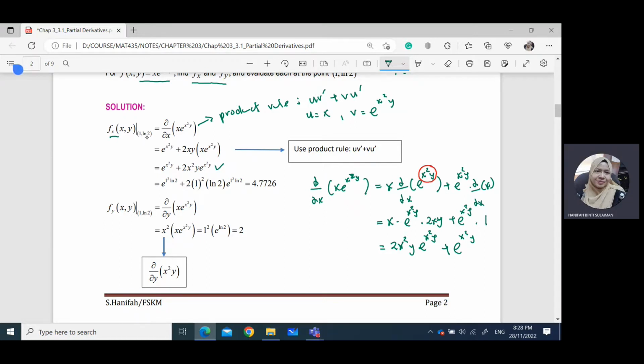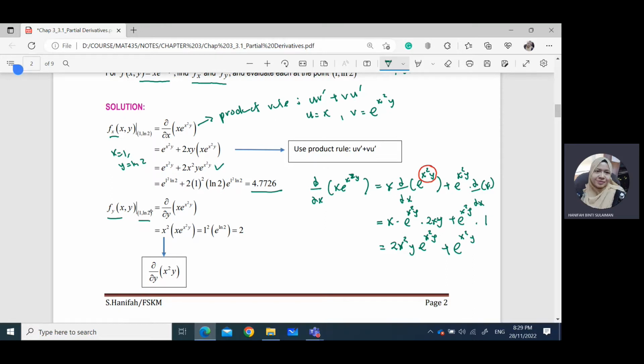Okay, so next you need to enter the values of x and y, where x here is 1. So x equals 1 and y equals natural log of 2. So you enter these values. Then here we will have 4.7726. Okay, so therefore the answer here is 4.7726.